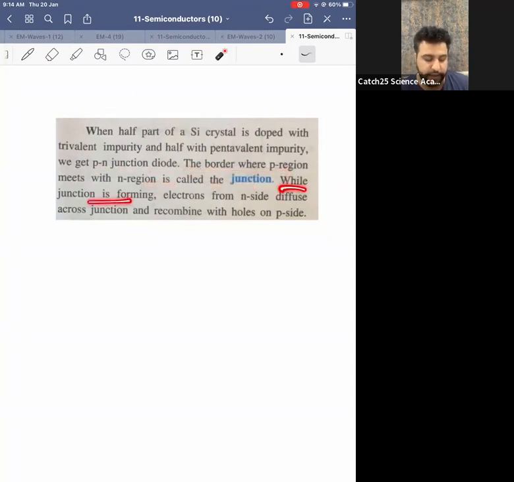Also, while the junction is forming, electrons from the N side will diffuse across the junction and recombine with holes on the P side. Means electrons from the N side will come to the P side and vice versa. Did you understand this much? After that, I'll give you the notes. So below the diagram, write down this paragraph.